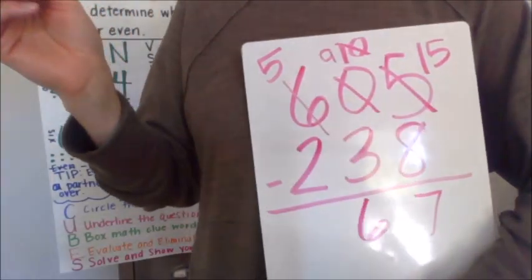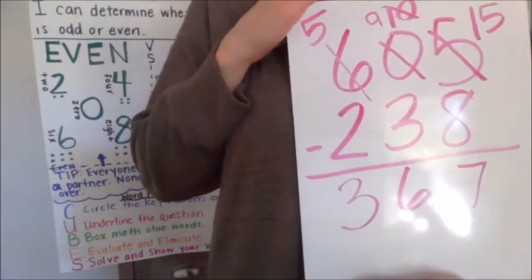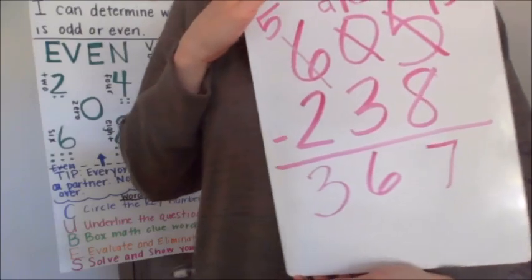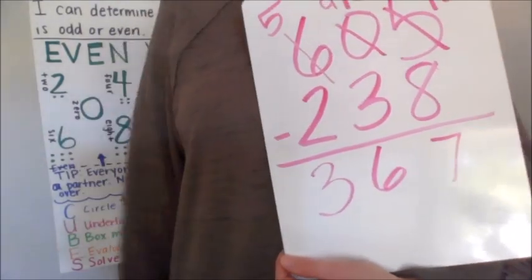9 minus 3 is 6. And 5 minus 2 is 3. So your answer is 367. All right, good job, guys. Now, the question is: is the number 367 odd or even?